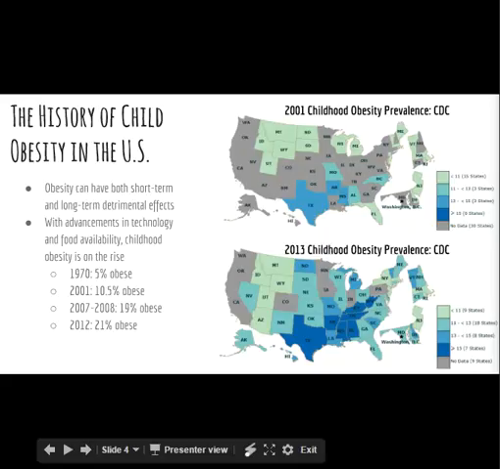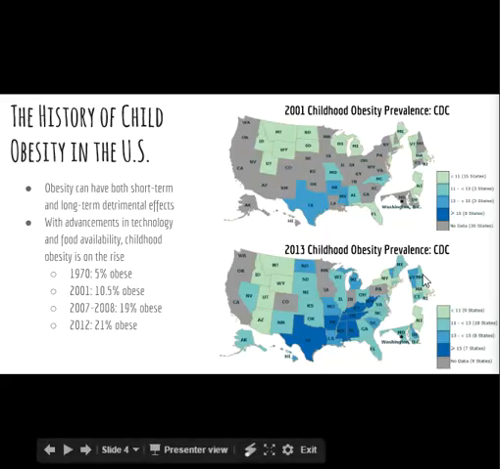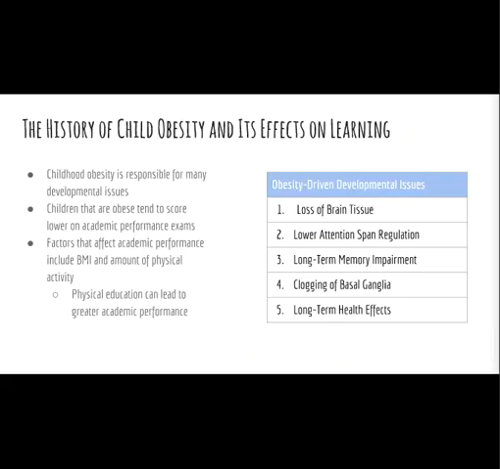In the 1970s, only 5% of children between 2 to 19 were considered obese. However, in 2012, the number of obese children jumped all the way to 21%. So that's from 5% in the 1970s to 21% in 2012. And these numbers all come from the CDC. So we continue on with the history and the effects it has.